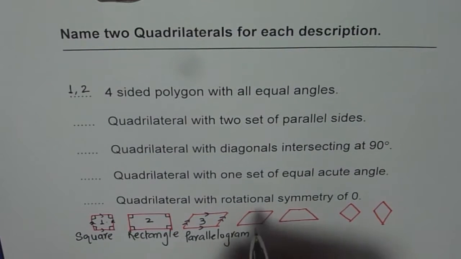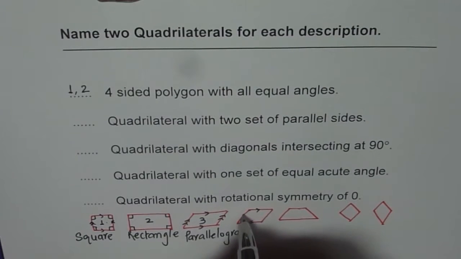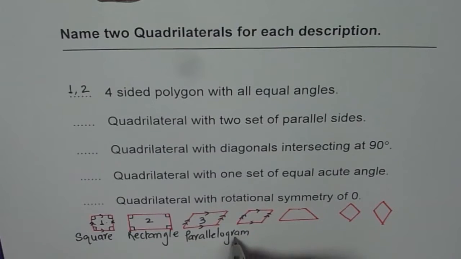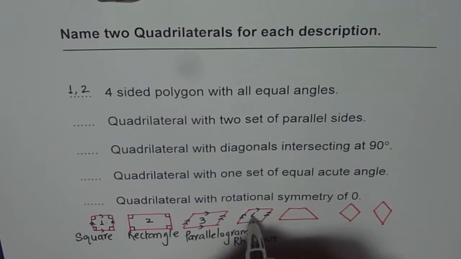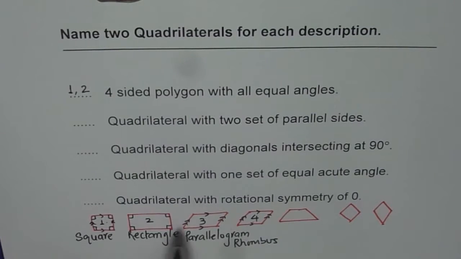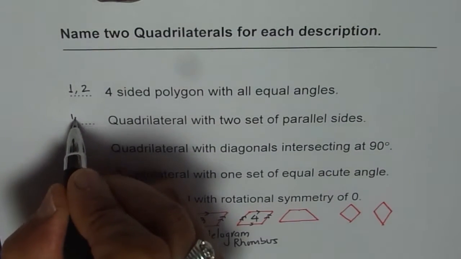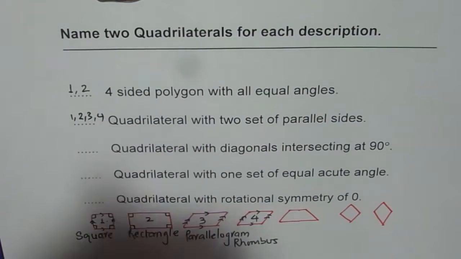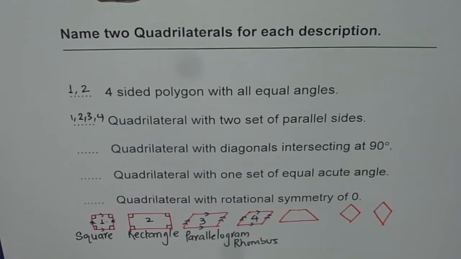How about this one? Here also we have two sets of parallel sides, correct? And that one is a rhombus, 4. So I'll write down 3 and 4 for this, or you could write 1, 2, 3 or 4. All of them have two sets of parallel sides.